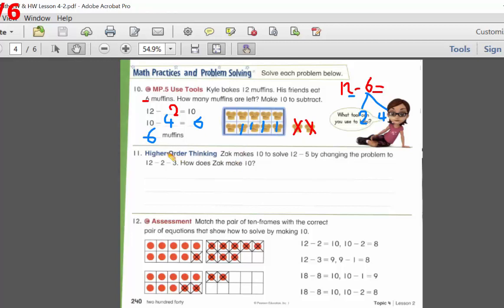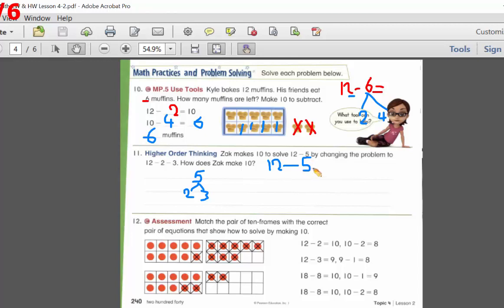Question number 11, we are still on page 240. Zach makes 10 to solve 12 minus 5 by changing the problem to 12 minus 2 minus 3. How does Zach make 10? So Zach first breaks 5 into 2 and 3. Why? Don't forget the equation, 12 minus 5.